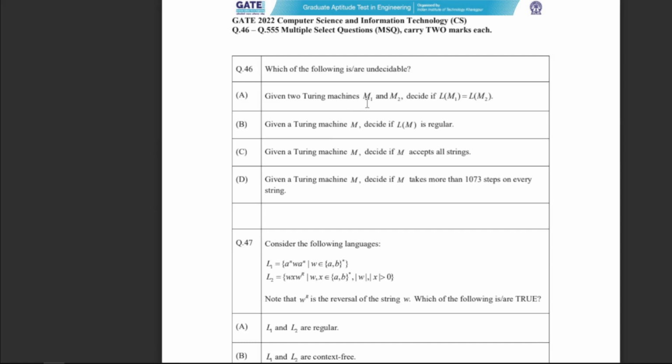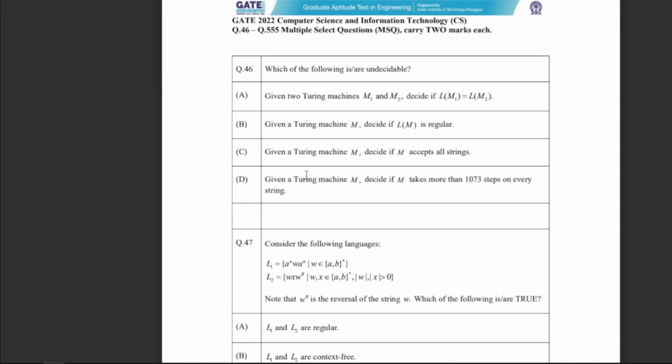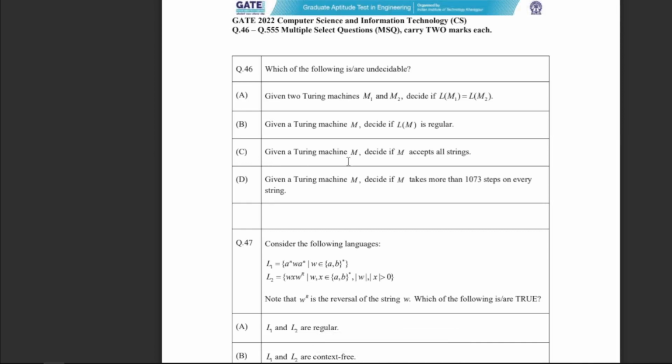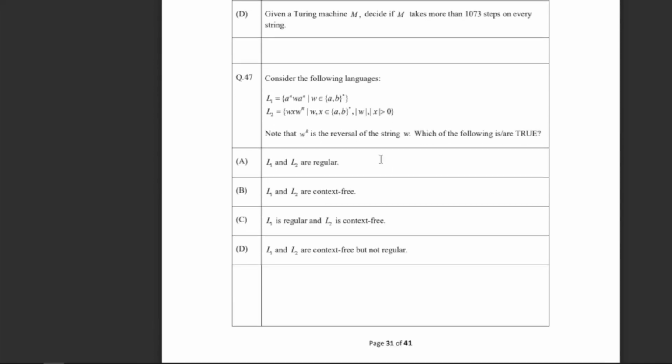For A: given two Turing machines M1 and M2, decide if L(M1) equals L(M2). For B: given a Turing machine M, decide if L(M) is regular. And for C: given a Turing machine M, decide if M accepts all strings. Now 47: consider the following language. Okay, this is the language. Note that W^R is the reversal of string W. Which of the following is true? So for 47, our answer is A, B and C: L1 and L2 are regular.